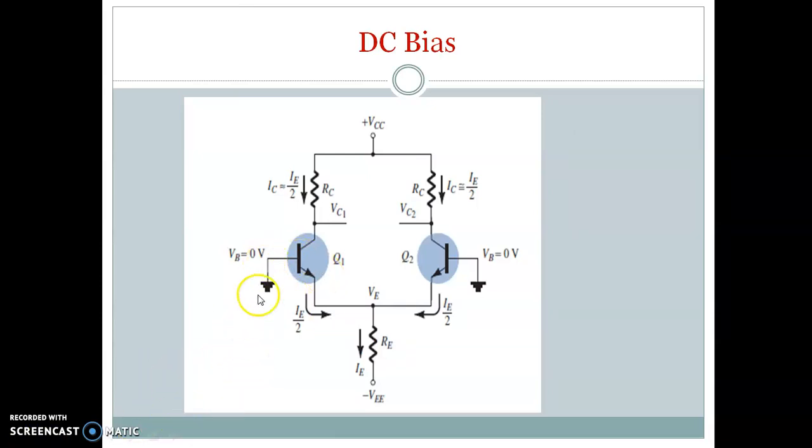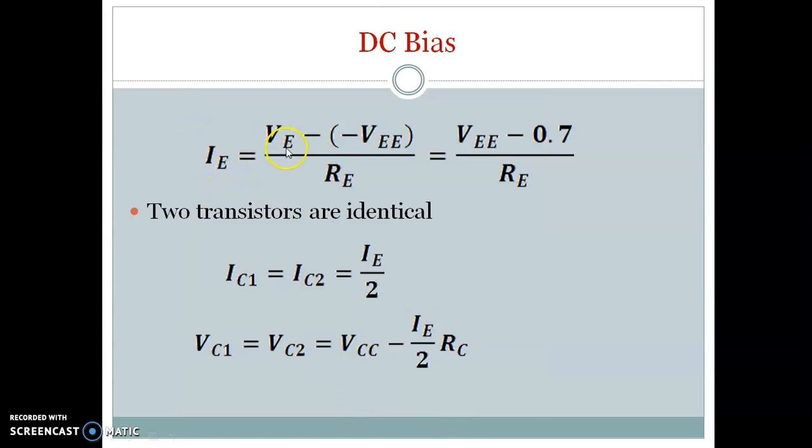So base is being grounded. When we assume that the transistor is biased in the active region, the drop from base to emitter will be 0.7, and this is minus VEE. Your IE is the current that flows through this resistor RE, which we want to compute. So IE will be equal to your emitter voltage minus minus VEE, divided by RE. The base to emitter drop is going to be 0.7. So it becomes IE equals (VEE minus 0.7) divided by RE. So this is your emitter current.